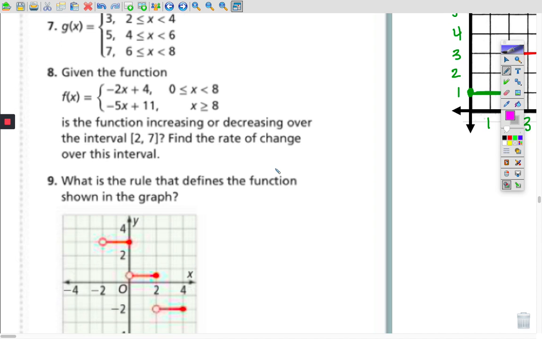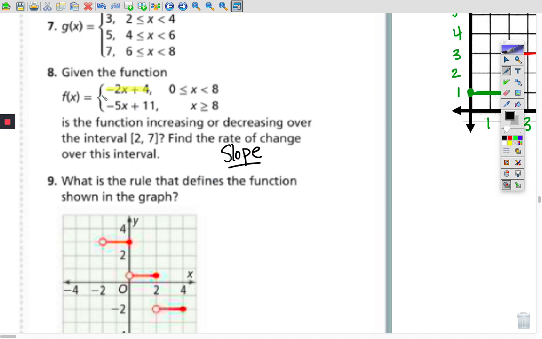8 gives us this piecewise function. It says, is the function decreasing or increasing over the interval 2, 7? So the interval 2, 7 is in between somewhere right here because it's between 0 and 8, right? So we are going to be focusing right now on just this equation, negative 2x plus 4. Is the function increasing or decreasing over that interval? And then find the rate of change over that interval. Remember, rate of change is the same as the slope.